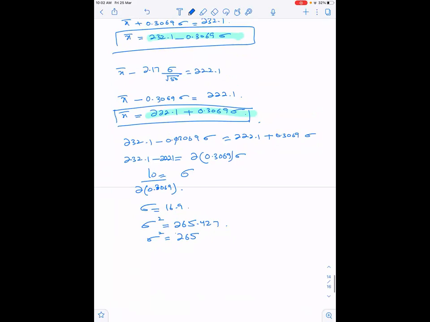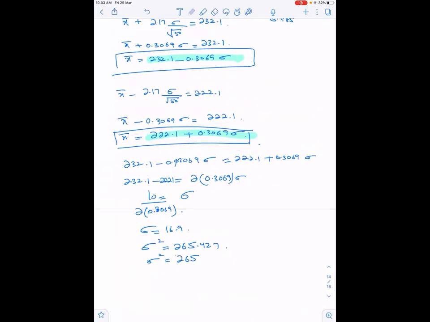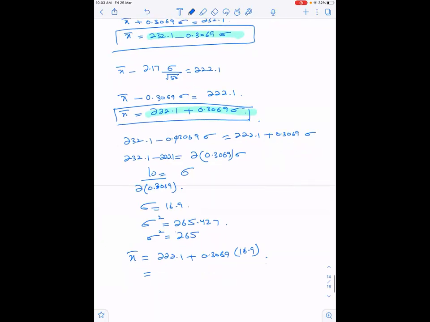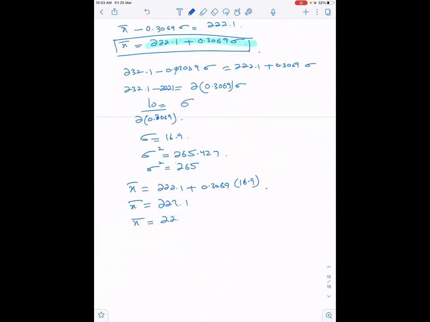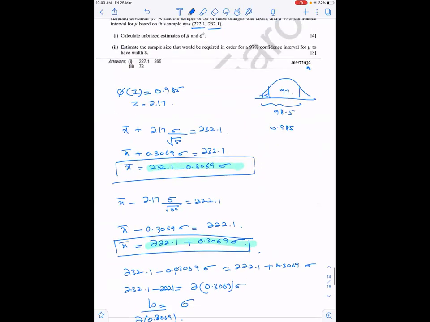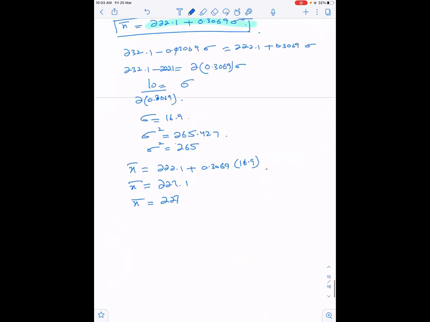Mean we can find out by substituting it in any one equation. So I'm using mean equals 222.1 plus 0.3069 sigma, which is 16.9. Solve this. So it's coming out to be 227.28. That's what I'm getting. I'm getting a 0.1 difference, whatever. If I can just round it off to 227. Fine. So we've got the mu and sigma both.